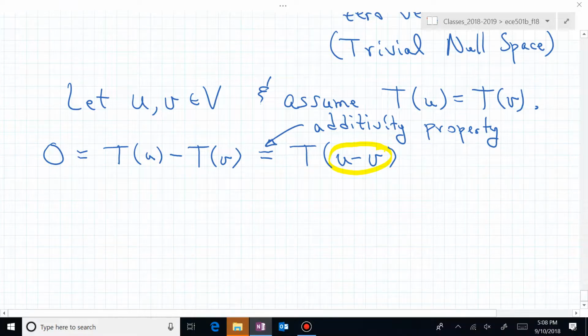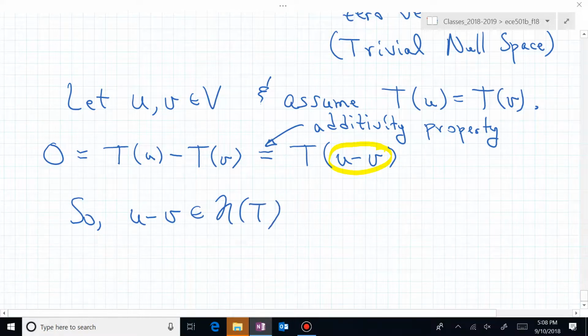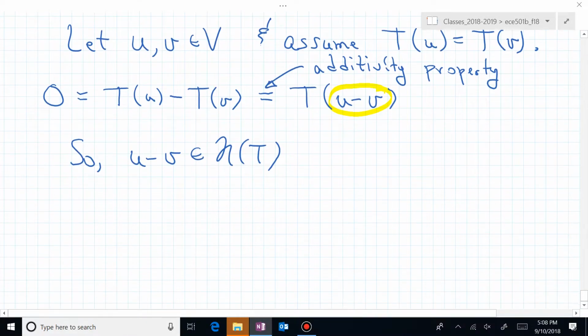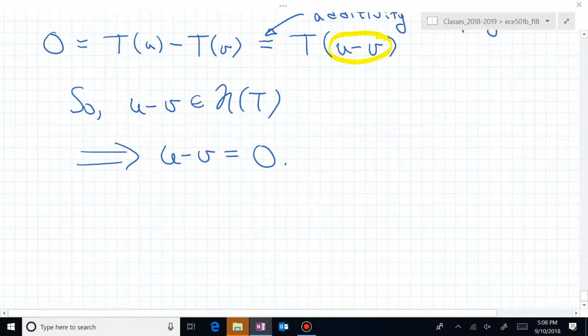So now we know u minus v belongs in the null space. But what did we assume? We assumed that the only vector in our null space is 0. So what does that tell us? Well, that tells us that u minus v is the 0 vector. That's the only vector that it can be. Therefore, u is equal to v.